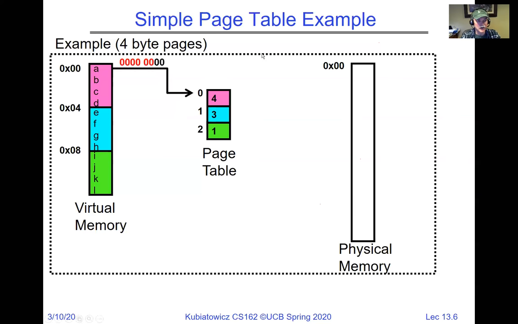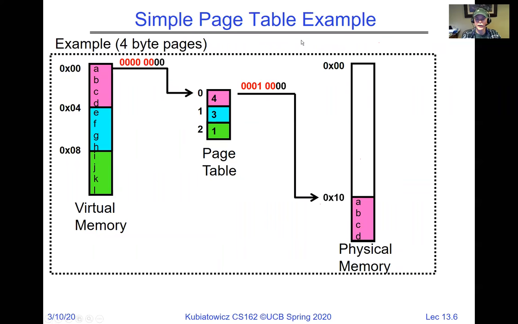Let's take a look. If we're interested in the following address, 00000000, what we're going to do is translate that. Since our pages are only 4 bytes in size, only 2 bits are enough to talk about every byte that we might run into. So our offset for our 4-byte pages is just 2 bits. And the rest of the address here is all zeros, so that's going to point at this first entry.